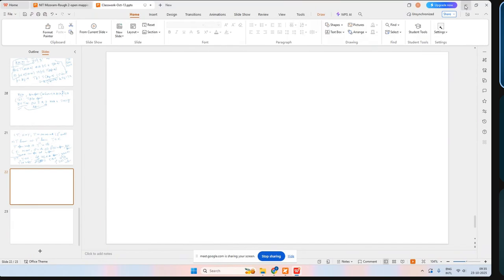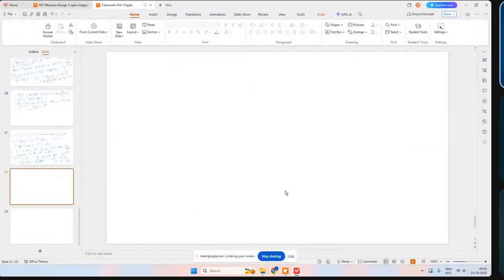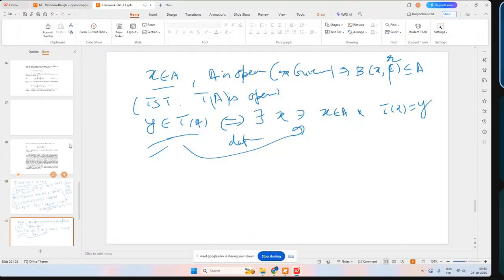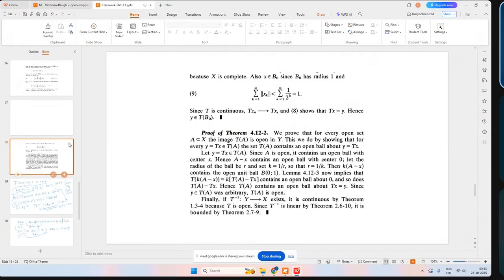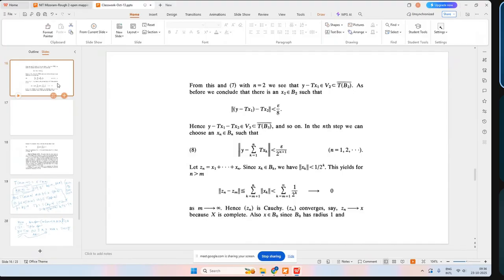Yes, sir, or we can discuss it on. So that tells you that if T is an onto map, T inverse is open. Since T inverse is open, the map T inverse is continuous. That is, T inverse is continuous means what? T inverse is bounded. T inverse is linear.